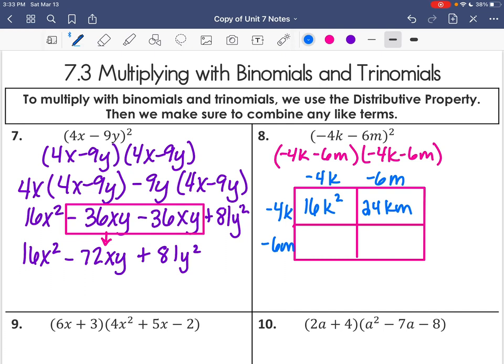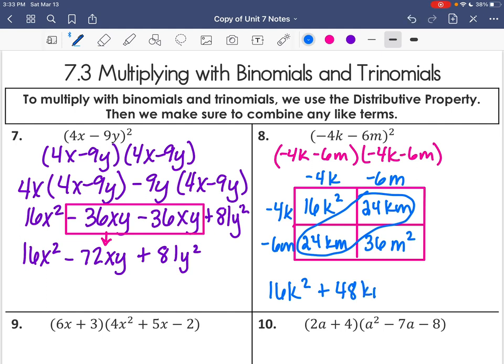Then in the bottom first square, we're going to have negative 4 times negative 6 again, so that's positive 24. And then we've got k times m. And then for the very last square, negative 6 times negative 6 is positive 36, and m times m is m squared. So the only place, again, that you have to add together is in the middle, the diagonal. So our answer to this is going to be 16k squared plus 48km, whoops, I left out my k, km plus 36m squared. So 24 plus 24 is 48, and then you just keep the km. Remember, when you're adding, you don't change the variables or exponents.